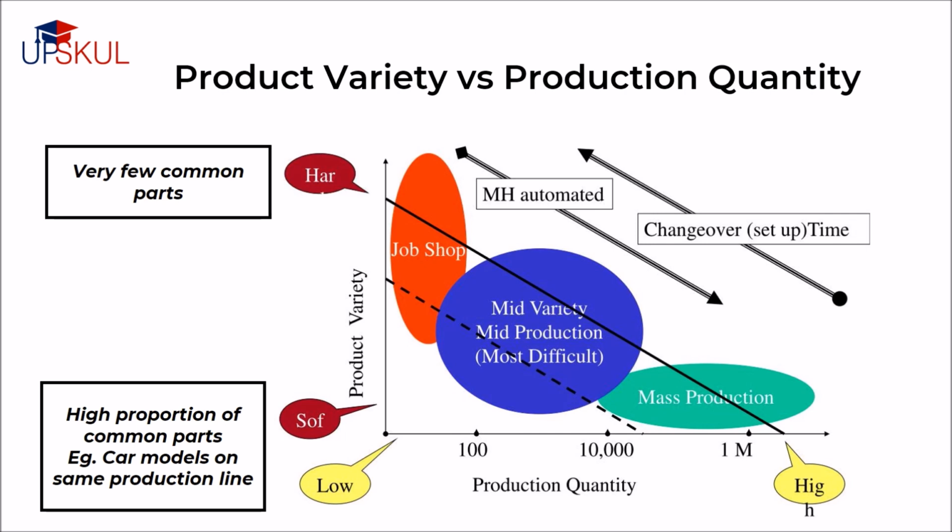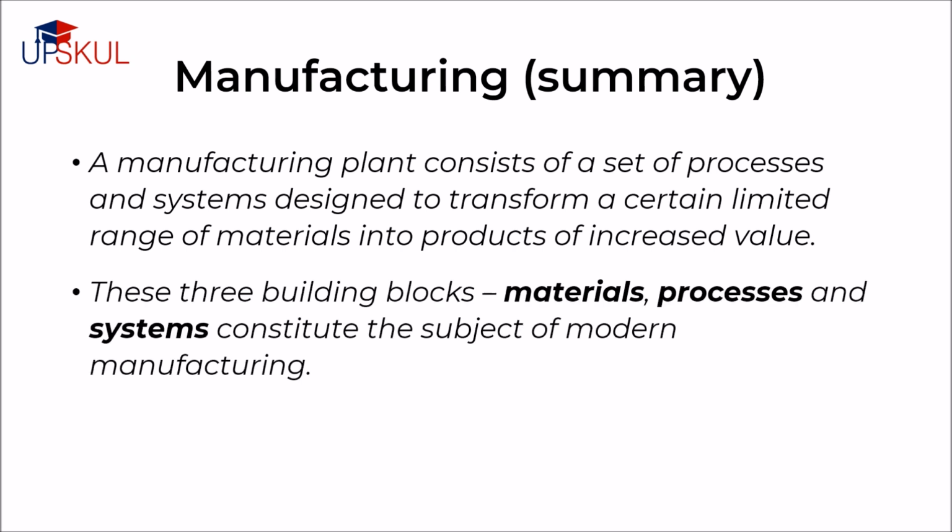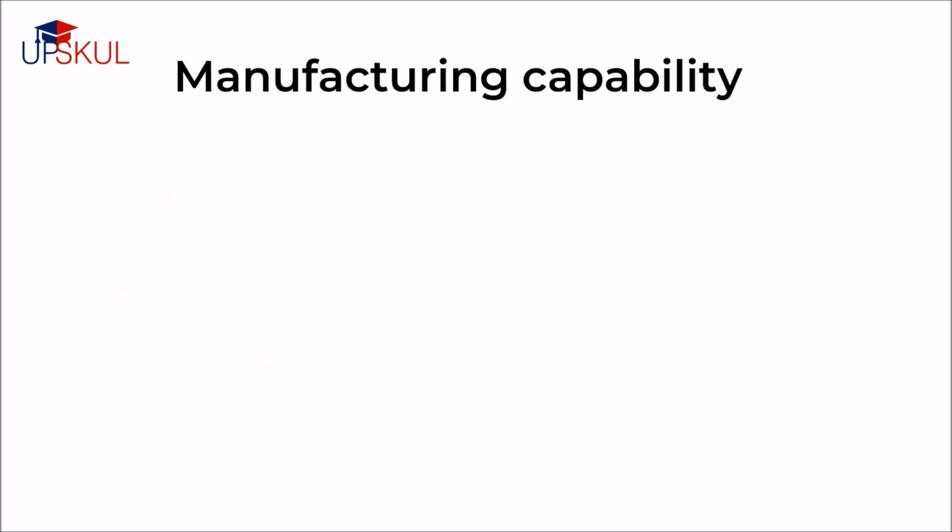So we can see that a manufacturing plant consists of a set of processes and systems and people designed to transform a certain limited range of materials into products of increased value. These three building blocks, materials, processes, and systems, constitute the subject of modern manufacturing. There is a strong interdependence among these factors. Now, a company engaged in manufacturing cannot do everything.